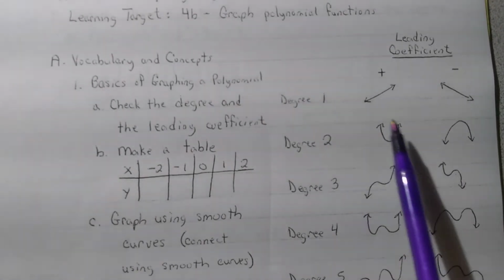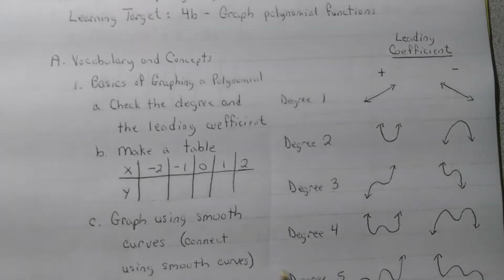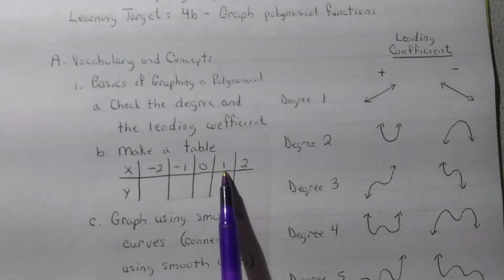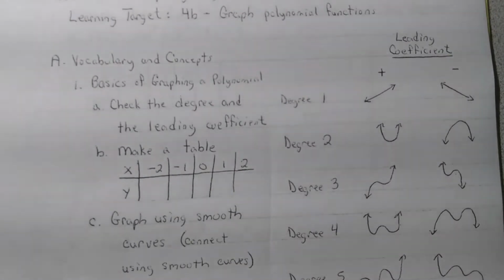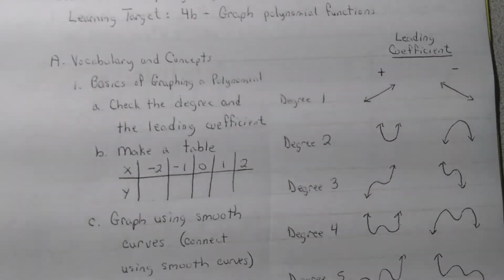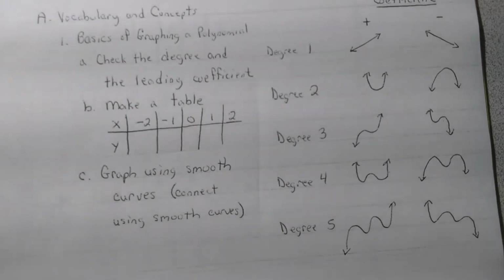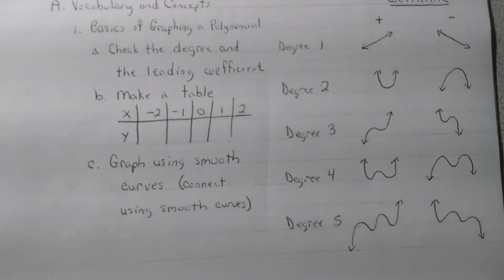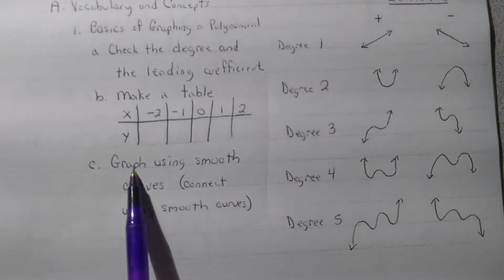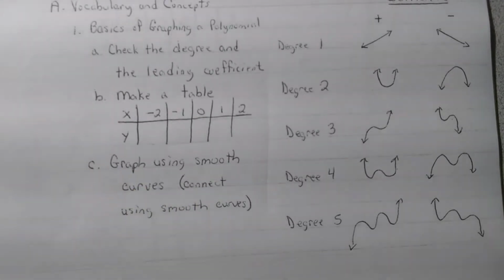After you're done deciding which one of these it will be, by using the degree and the leading coefficient, make a table. This is what the table will look like: -2, -1, 0, 1, 2. Those aren't the only numbers in the universe, but they will be the easiest most of the time. Once you are done doing that, you are going to connect those dots using a smooth curve, making it as smooth as you can. This is going to be more of a sketch, honestly, than it is a graph.